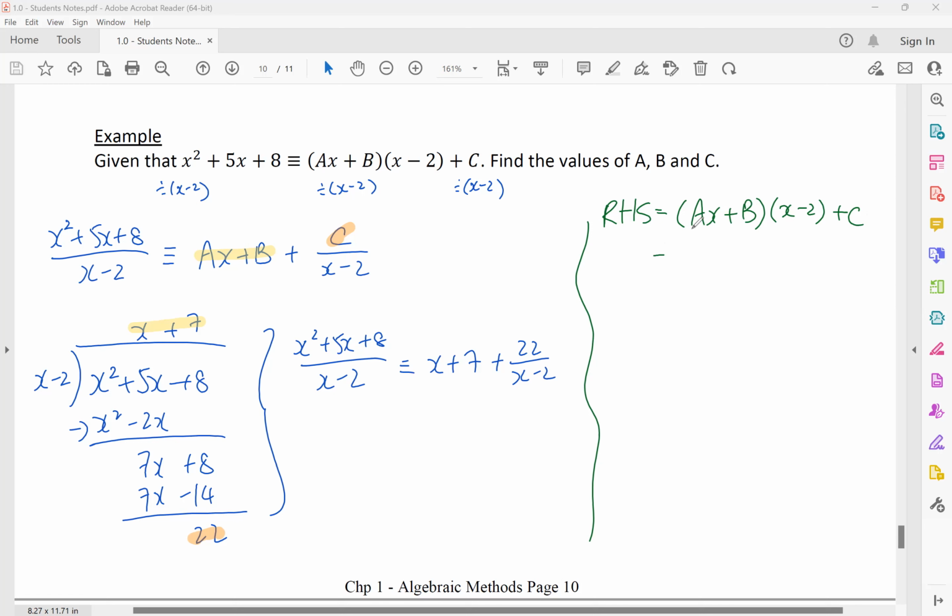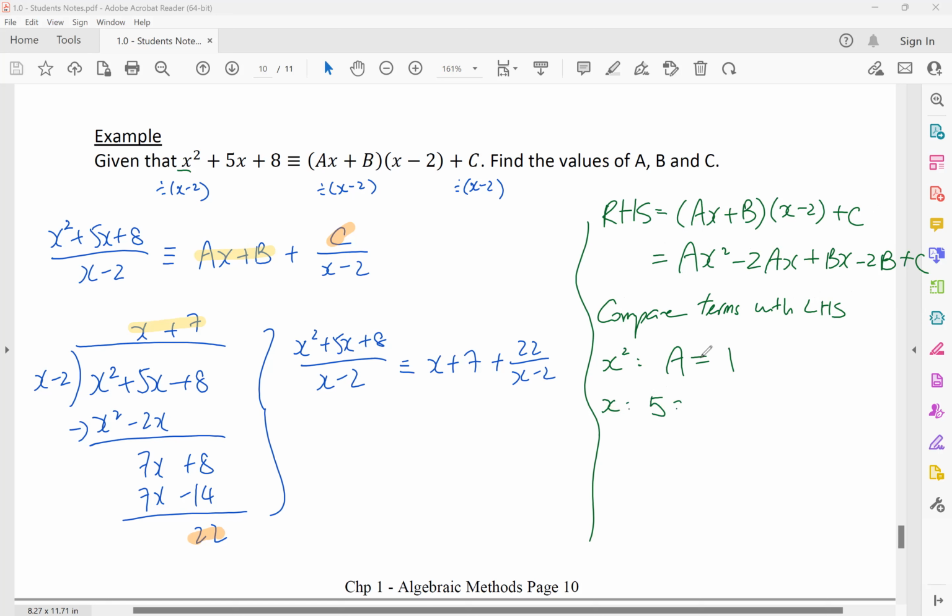So in here, the right-hand side, if I expand the bracket, is ax squared minus 2ax plus bx minus 2b plus c. Then if I compare coefficients, compare the terms with the left-hand side, you see the x squared term. So compare the x squared term, you see a equals 1. If I compare the x term, the left-hand side is 5, but on the right-hand side, the x term is negative 2a plus b.